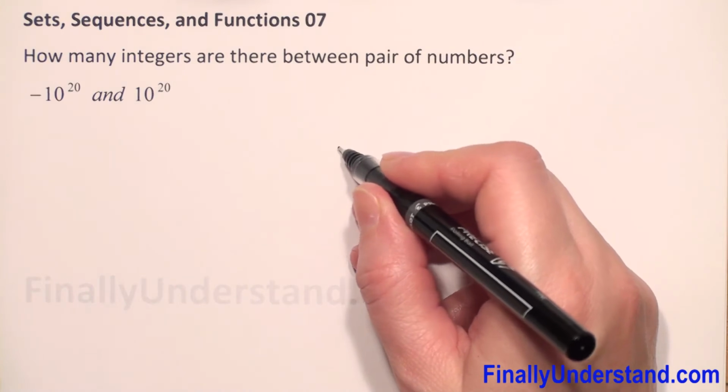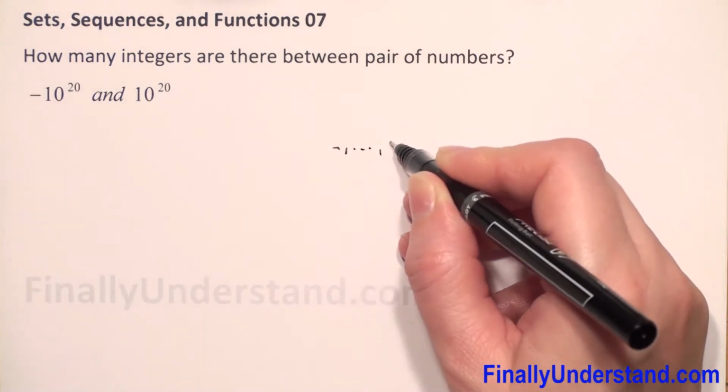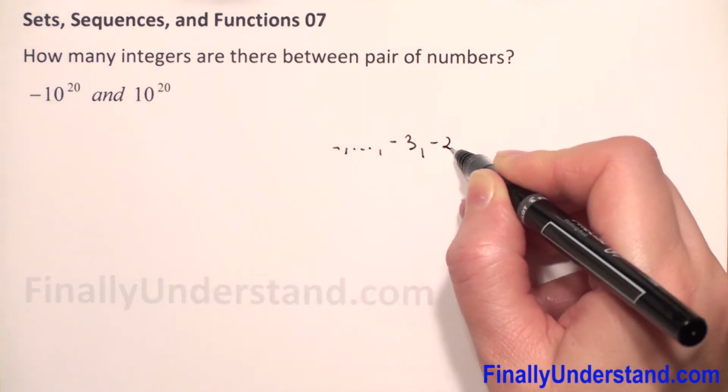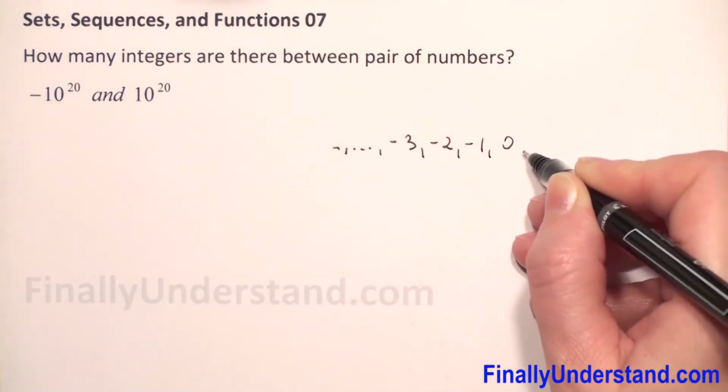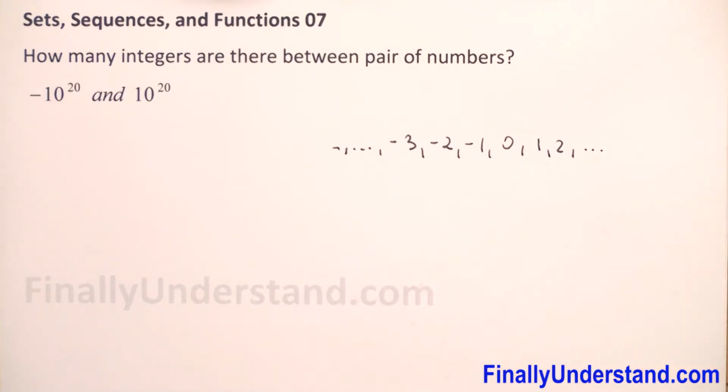So we have these numbers from negative infinity, negative 3, negative 2, negative 1, 0, 1, 2, and these numbers go to positive infinity. We have to find these integers between these two numbers. The word between means that we have to include both ends of the range.